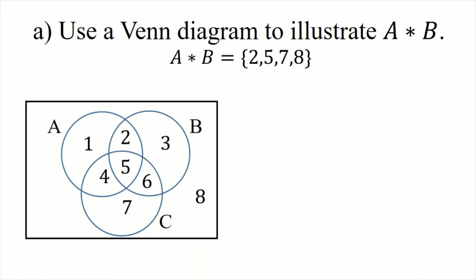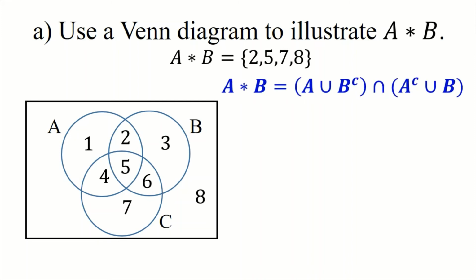Okay, now I think we can provide a correct answer to the first tutorial question, which asks us to shade the Venn diagram for A star B. Based on our previous illustration, estimation or calculation, we can say that A star B is what? 2, 5, 7, and 8. So we go back to our zoomed Venn diagram, as you can see there.